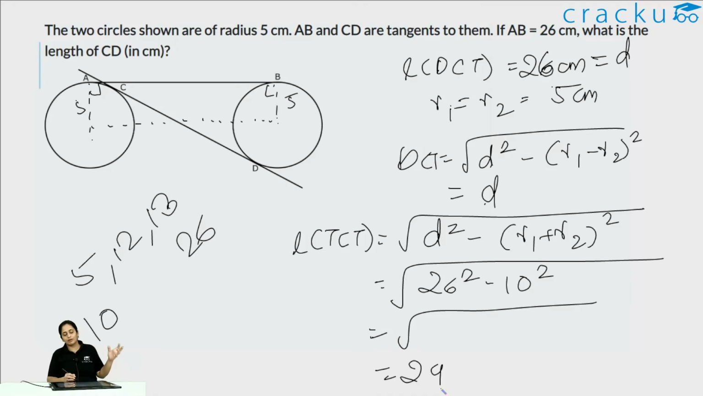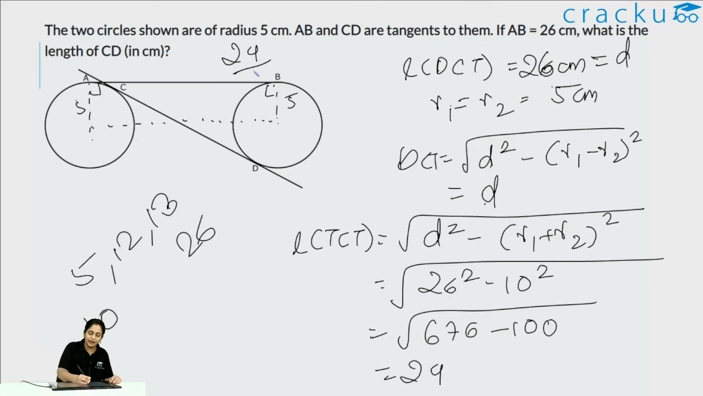Even if you don't remember the Pythagorean triplet, you should just calculate over here. 26 square will be 676, minus 100, so you get 576, square root is 24. So try to remember Pythagorean triplets as much as possible. Even if you don't remember, you can calculate, but then you just end up losing a little bit of time. So in this case, what is the length of CD? We get the length as 24 centimeters.